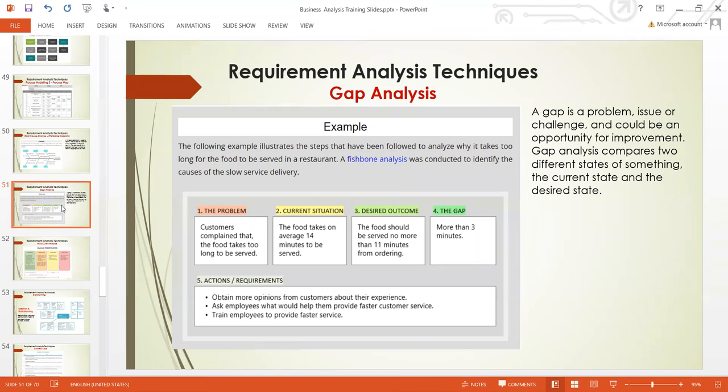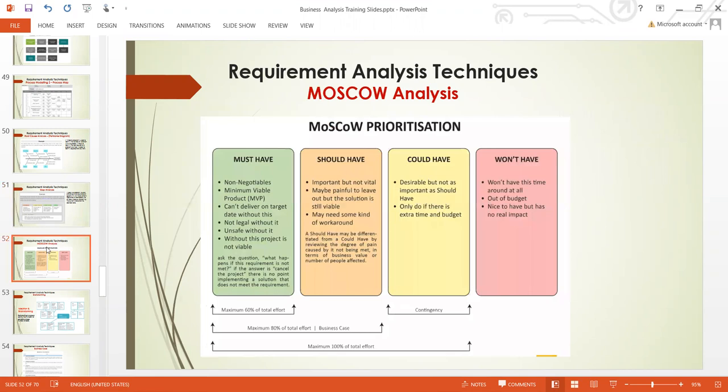Now we are going to move to another technique, and this is called MoSCoW analysis. This technique helps you to prioritize your requirements, making sure that what you have is contained within your requirements and is prioritized in the order of importance. So MoSCoW analysis is divided into 4 segments.